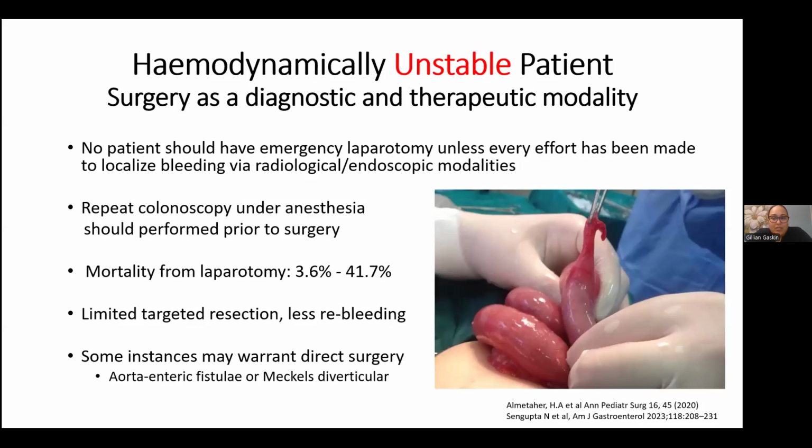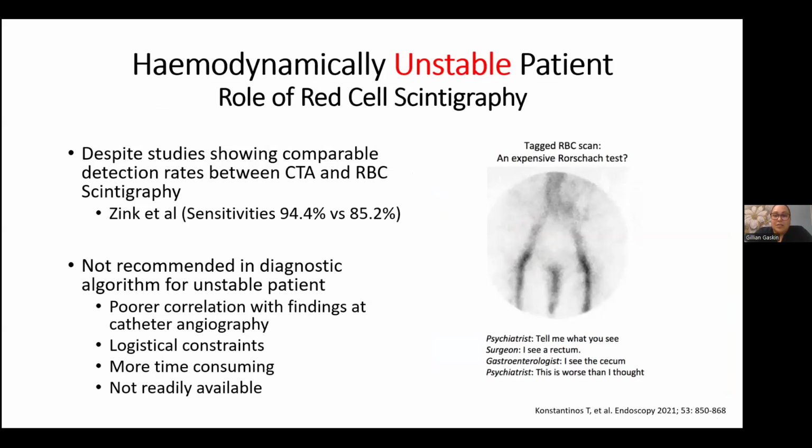In a UK audit of patients with lower GI bleed, surgery was needed in 0.2% of all cases. And if it does come to a point where surgery is deemed necessary, attempts should be made to precisely localize the site of bleeding to allow for a limited targeted resection, because a non-localized hemicolectomy has a higher risk of recurrent bleeding compared to targeted hemicolectomy. There are some instances that do warrant direct surgery, for example, if a patient has an aortoenteric fistula or a Meckel's diverticular bleed.